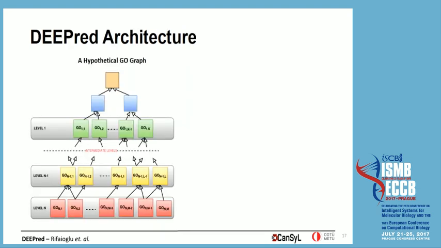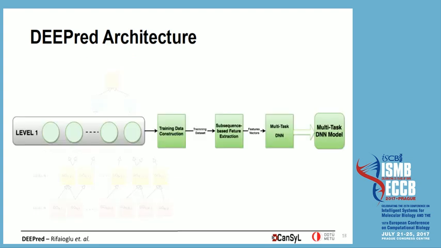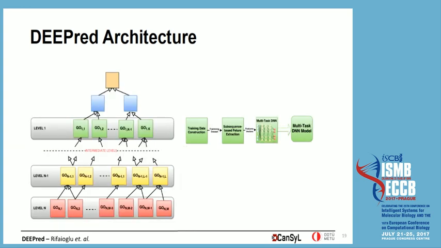This is the proposed architecture. This is a hypothetical GO graph. In this architecture, we first determine the levels of GO terms on the GO hierarchy. Then we construct a training data set for each level, extract the features, and the obtained features are fed to a multitask deep neural network to get a predictive model for each level. We perform the same procedure for each level separately. So we have a predictive model for each GO level.